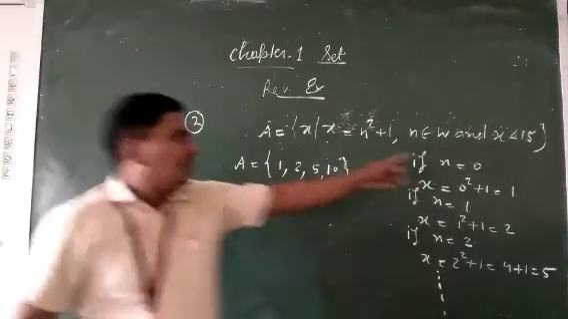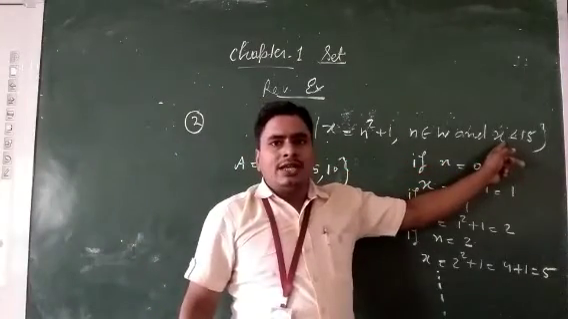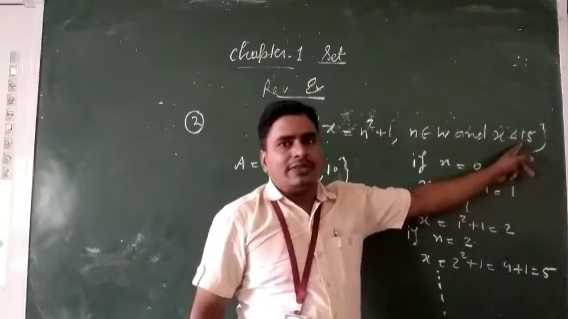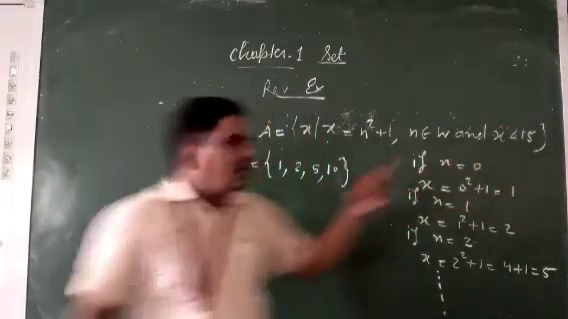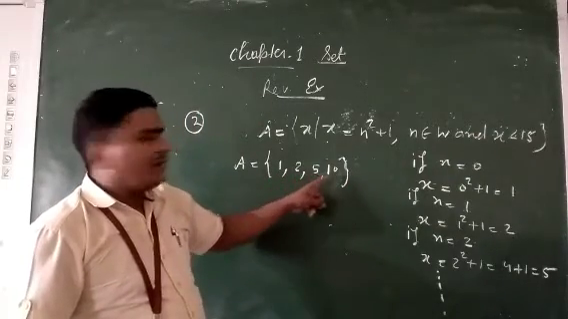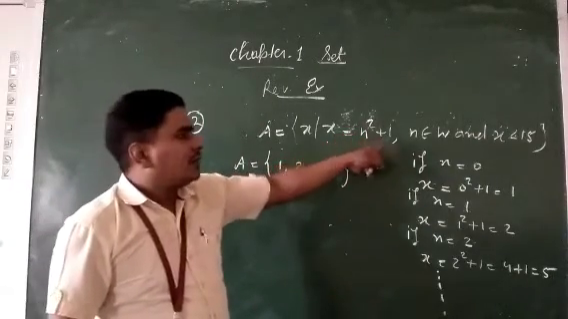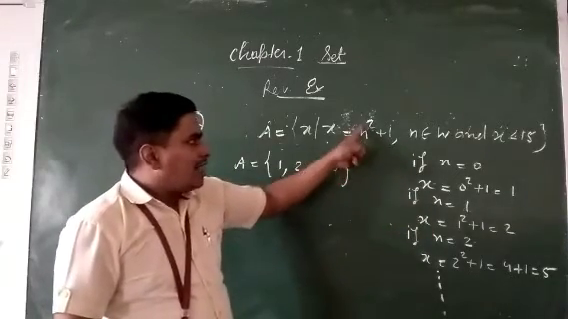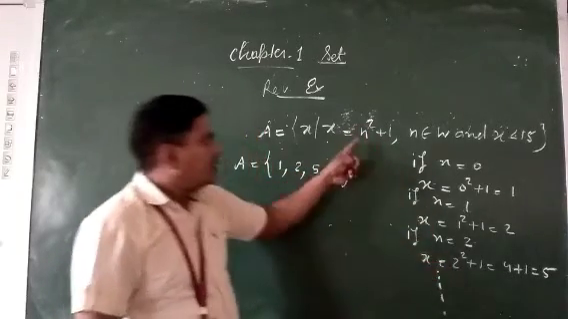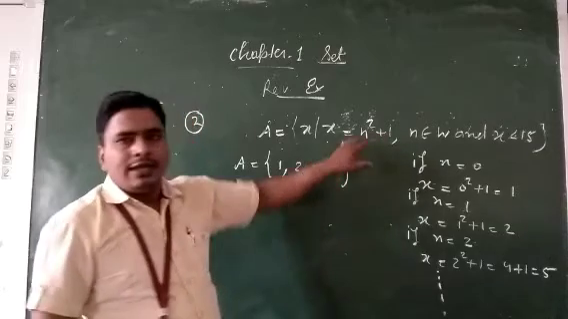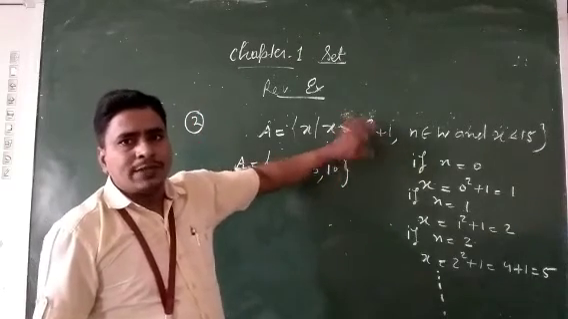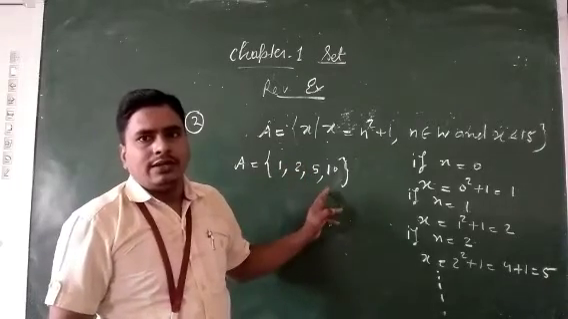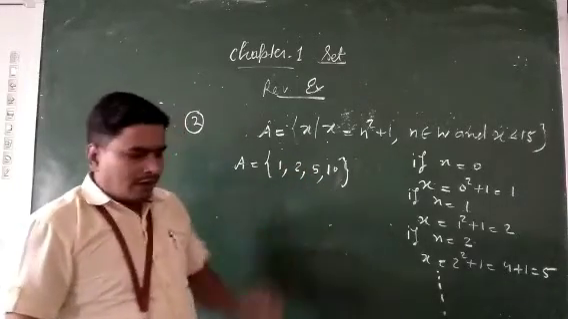We have to write only up to 10. Here, the value of X should be less than 15. Clear? So that's why 1, 2, 5 and 10: 0 square plus 1 is 1, 1 square plus 1 is 2, 2 square plus 1 is 5, 3 square plus 1 is 10. And if you write here 4 square plus 1, then it becomes 17, so it will not be taken here. Clear?